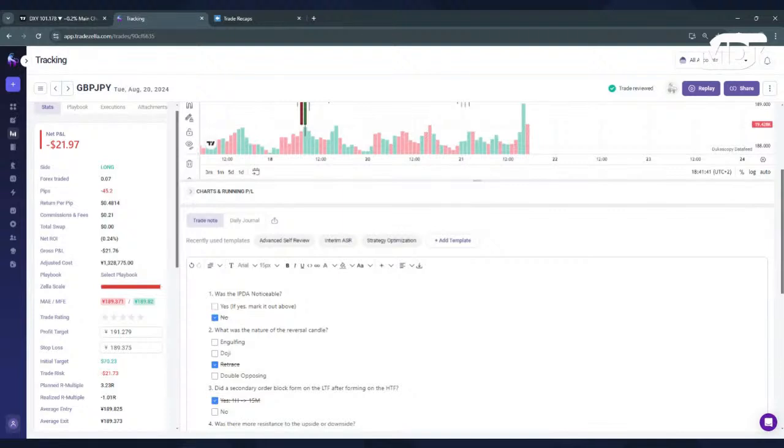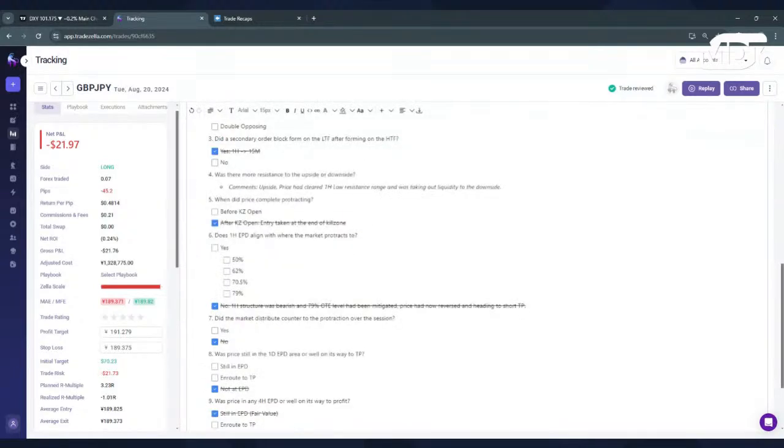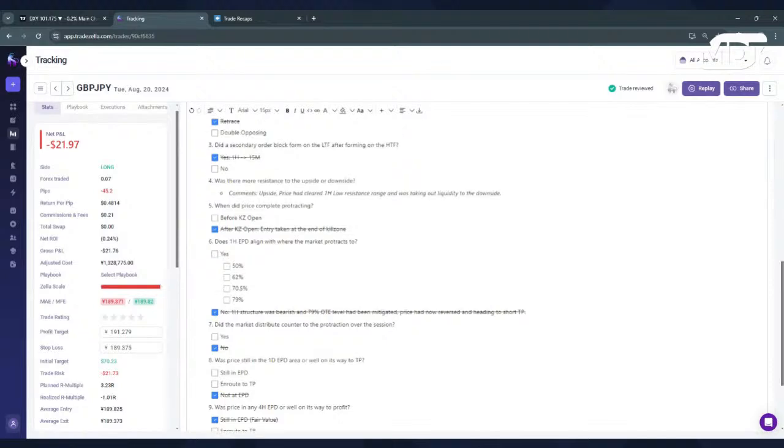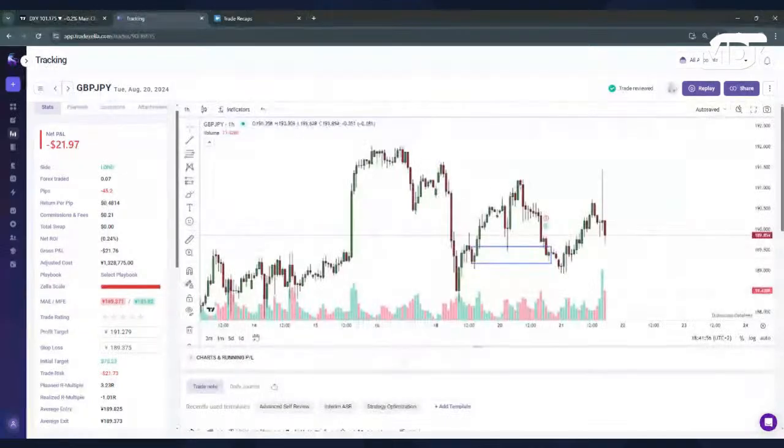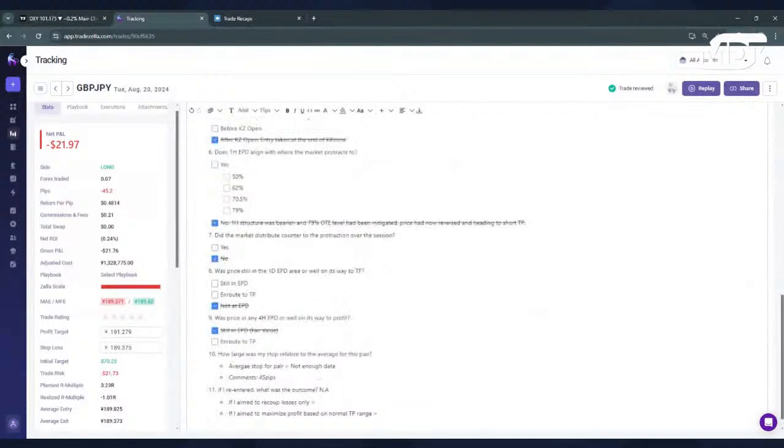And then, did the market distribute counter to traction over the session? No. We were arguably already distributing lower, so the traction wasn't actually bearish. I don't think there was even one in the session. Was price still in the daily EPD area? We've established it was not at EPD. Was price in the 4 hour EPD? It was still at EPD equilibrium, as we also established in the previous setup.